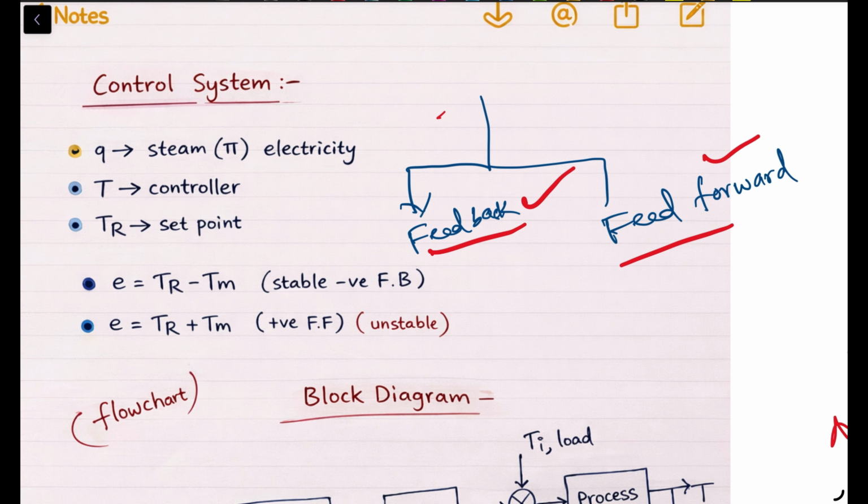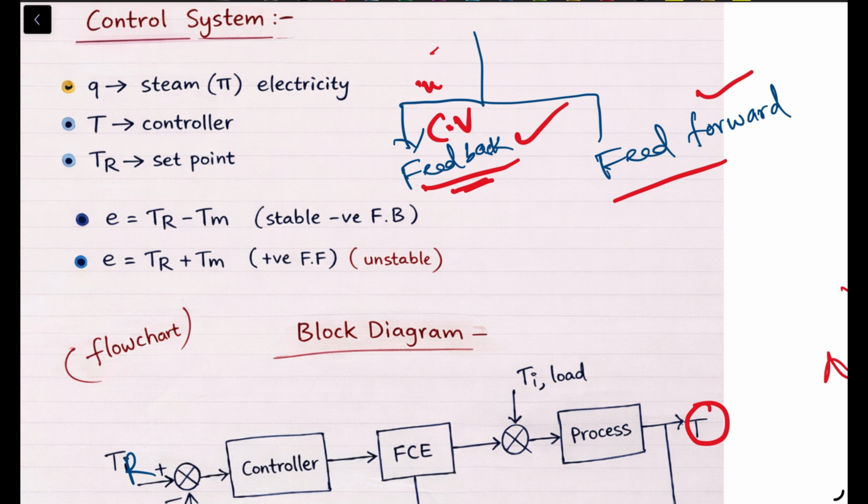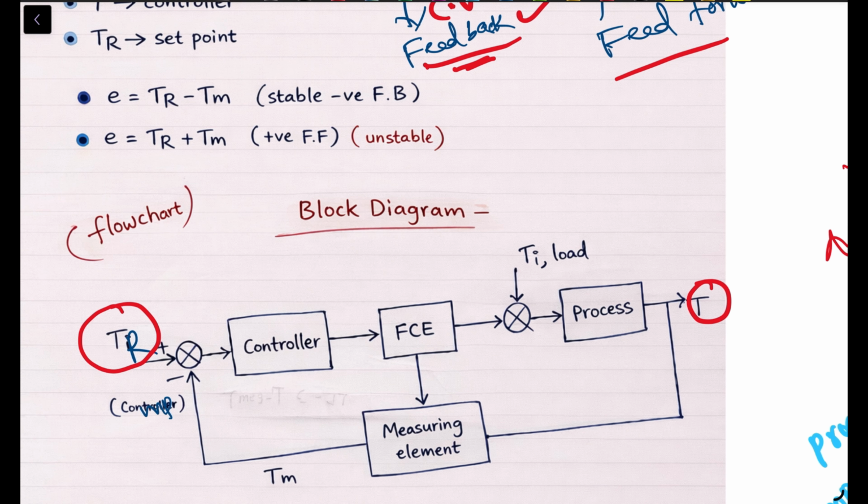So the main difference between these two systems is how the variables are measured. In a feedback control system, we measure the controlled variable, which is usually the output. Then we compare this measured value with the desired set point value, and based on the difference, the system adjusts the process. So this is called a feedback controller.